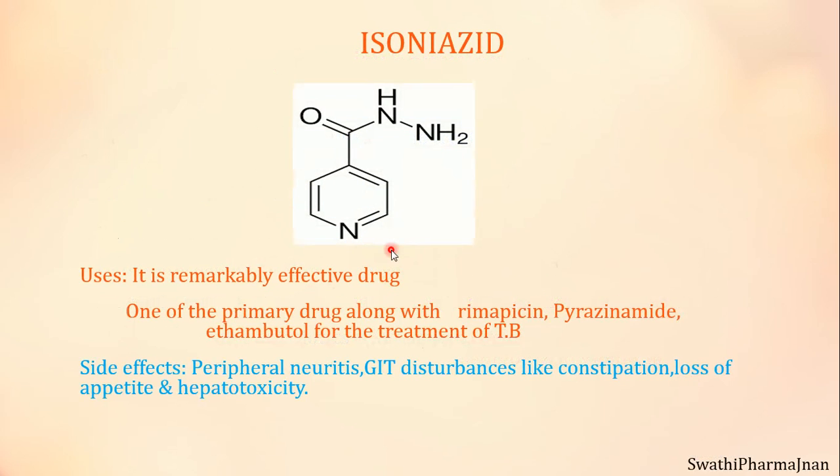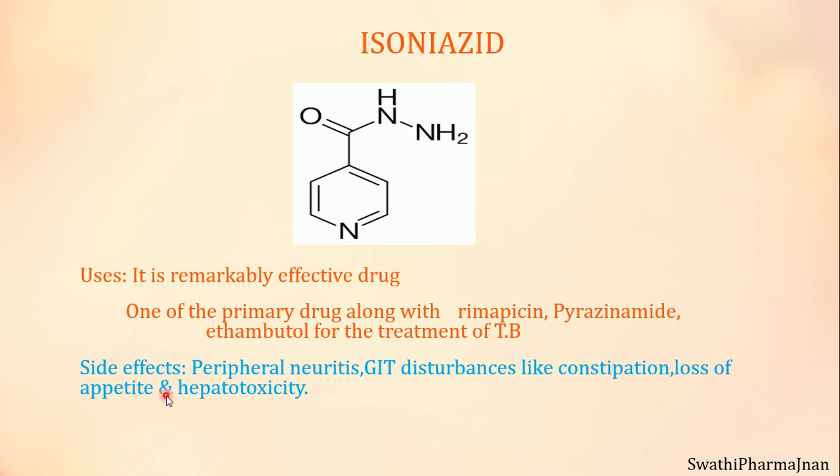Now we'll see the structures one by one. Isoniazid. This isoniazid structure contains the basic nucleus pyridine, with CONH-NH2 as the side chain attached at the 4th position. That is the structure of isoniazid. Uses: it is a remarkably effective drug, one of the primary drugs along with rifampicin. Pyrazinamide we can combine with isoniazid, and ethambutol we can combine with isoniazid for the treatment of TB.